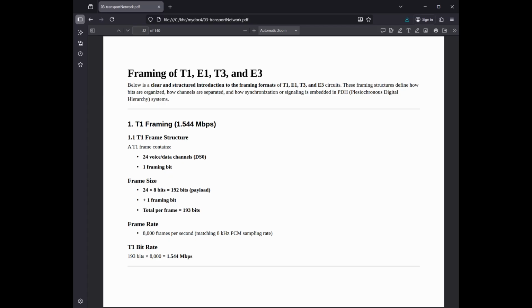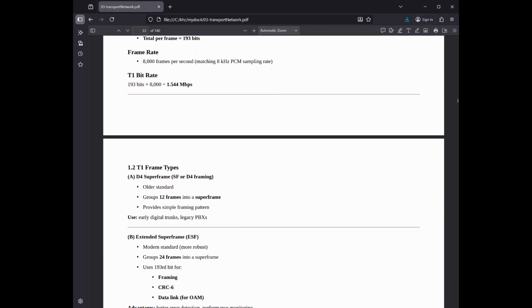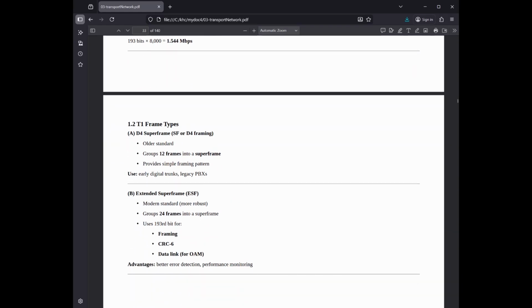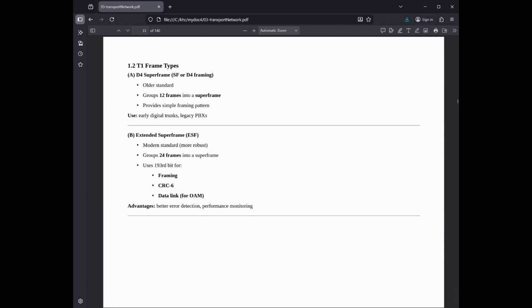ESF, extended superframe, the modern standard. It groups 24 frames together. It splits the framing bits into 3 functions. Synchronization: 6 bits for alignment. CRC6: 6 bits for error checking, allowing the carrier to see if the line is dirty without taking it out of service. Facility data link, FDL: 12 bits that form a maintenance channel for sending alarms and performance data.